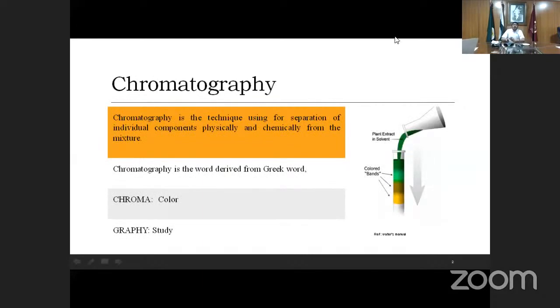Okay. So now you are watching this presentation. On your right, where we are marking, this is the column which we are using for chromatography. In this column, we load or introduce some sample on top, and this band is showing the separation.